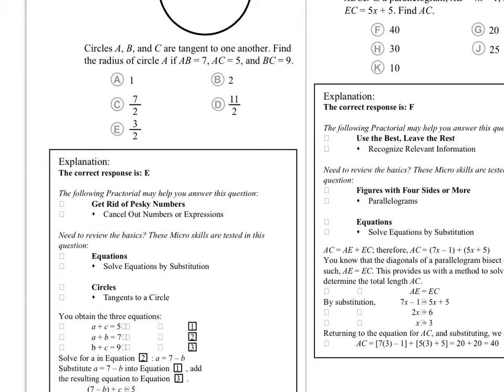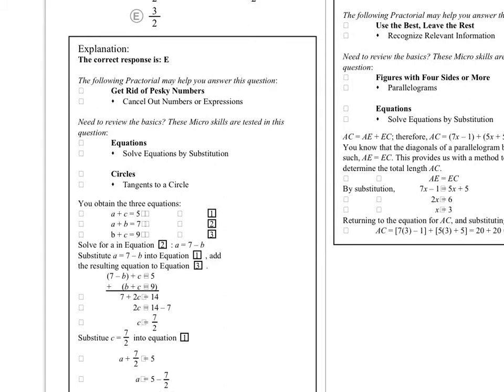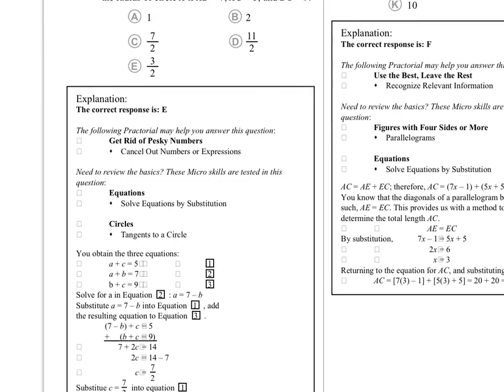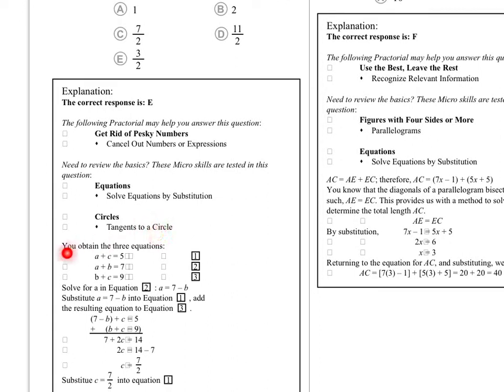Alright, so what have they done here? You have to get 3 equations. You have to solve by substitution on this one. They're doing it by substitution. So you have to get these three equations and then solve them as a system of equations.